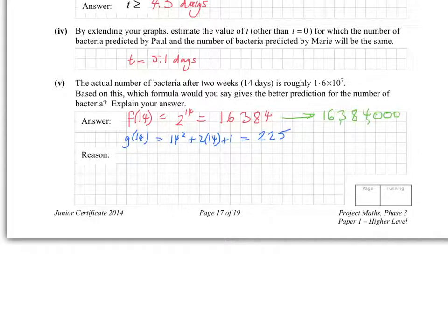So we get 16 million, which in standard form would be 1.64 times 10 to the power of 7, and 225 in thousands will give you 2.25 times 10 to the 5. So it doesn't take too long to realize that if 1.6 times 10 to the 7 is the correct answer, then the formula that gives you the better answer after 14 days would be function f, and function f was Paul's, the exponential function.